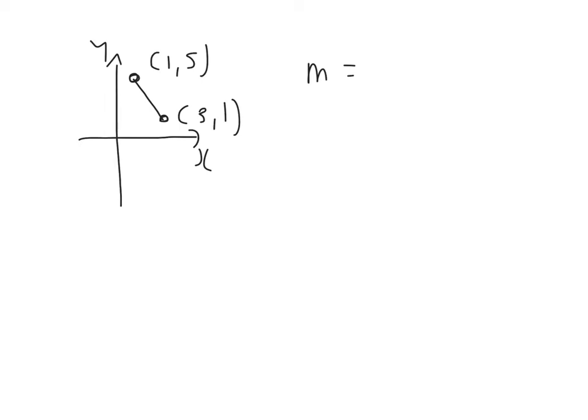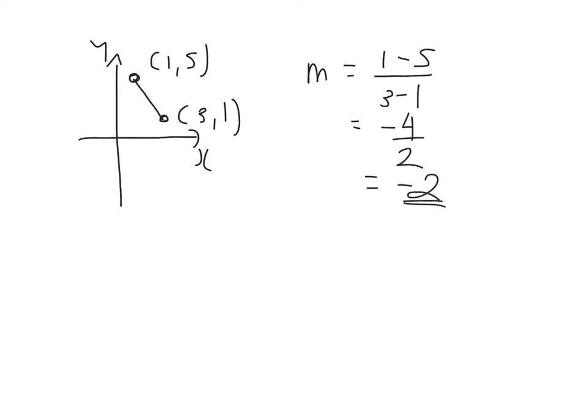So y2 minus y1 over x2 minus x1. That's going to be 1 minus 5 over 3 minus 1. That's minus 4 over 2. The gradient of the line is minus 2.